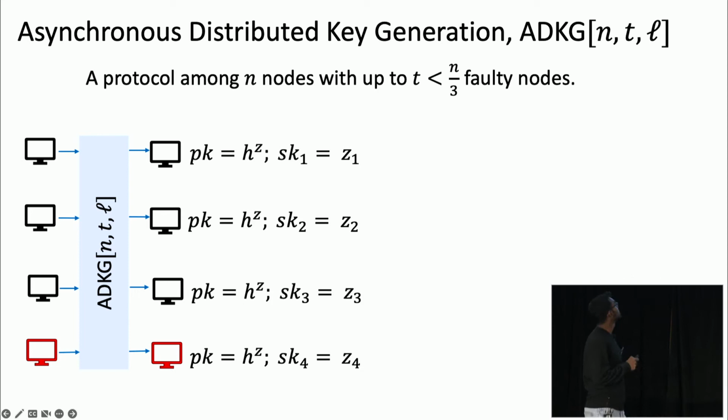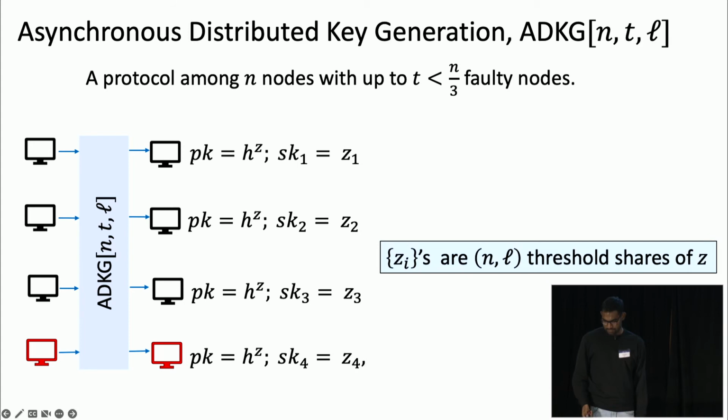Node 1 will output z1, node 2 will output z2, and similarly for the others, such that these z_i lie on a threshold secret sharing of the original secret z. Each node holds a secret share such that they can use their shares to do some threshold cryptography. So this is the problem statement.